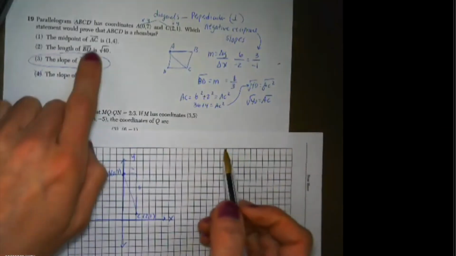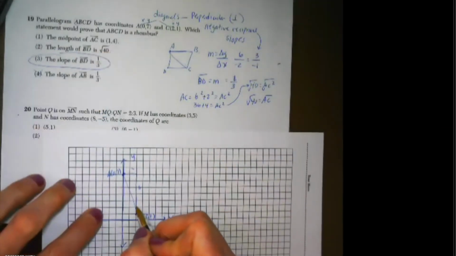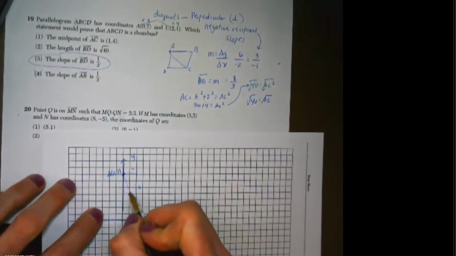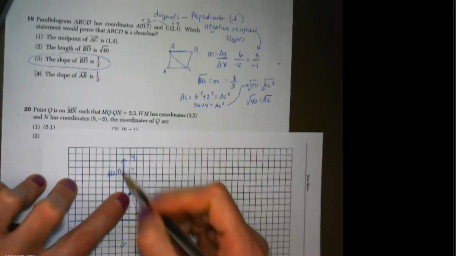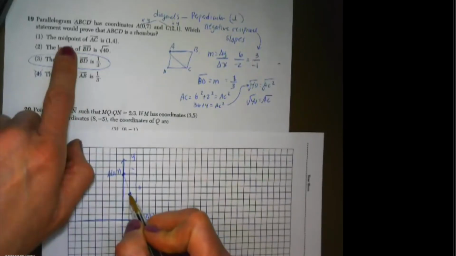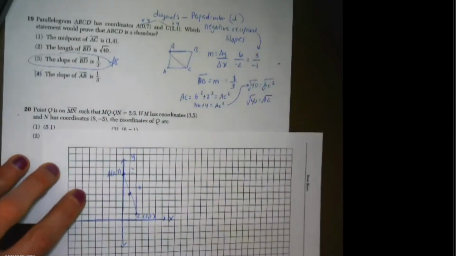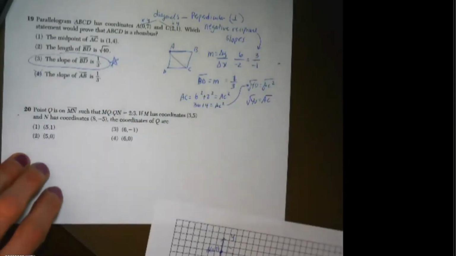Now, the midpoint is going to be half of the slope, so if we start at C and we go up 3 over 1, okay, that's going to be the midpoint of this line segment, which is at 1, 1, 2, 3, 4, but that doesn't prove that that's a rhombus. So the only way to prove that it's a rhombus is we know that the diagonals are perpendicular. So let's look at example number 20.